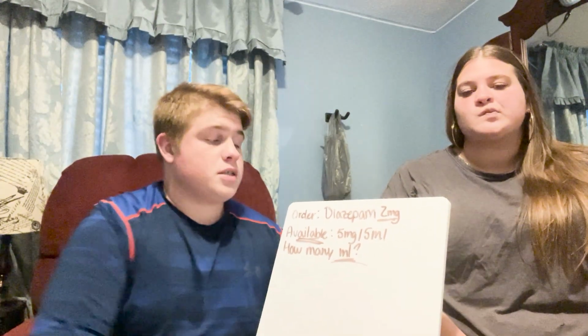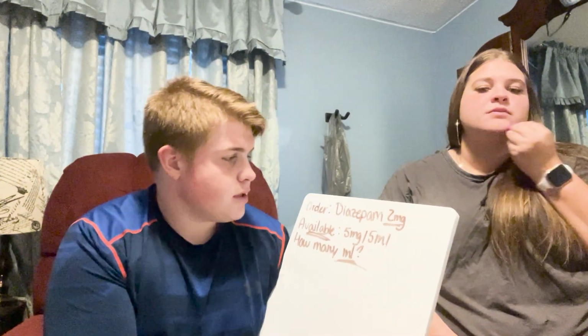So, this equation is going to be how much medicine to give a patient. This medicine we're trying to prescribe is diazepam. The doctor prescribes 2 milligrams of diazepam, and the vial that we have to get it out of is 5 milligrams for every 5 milliliters.